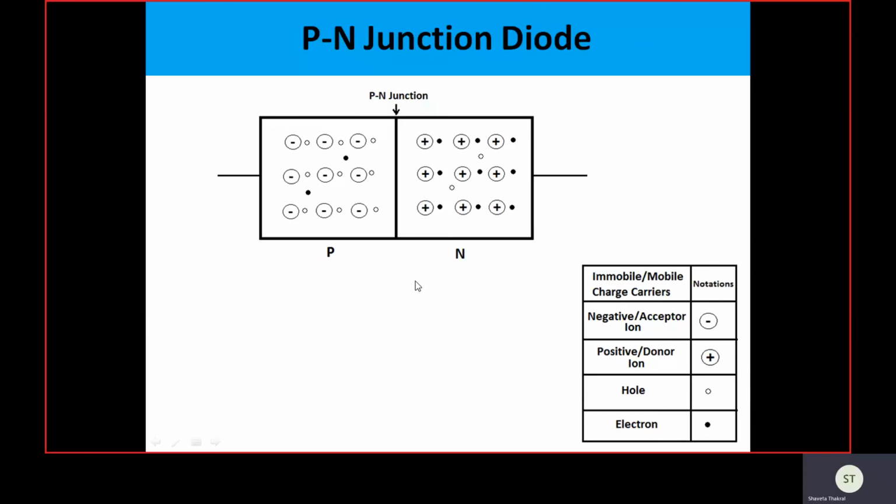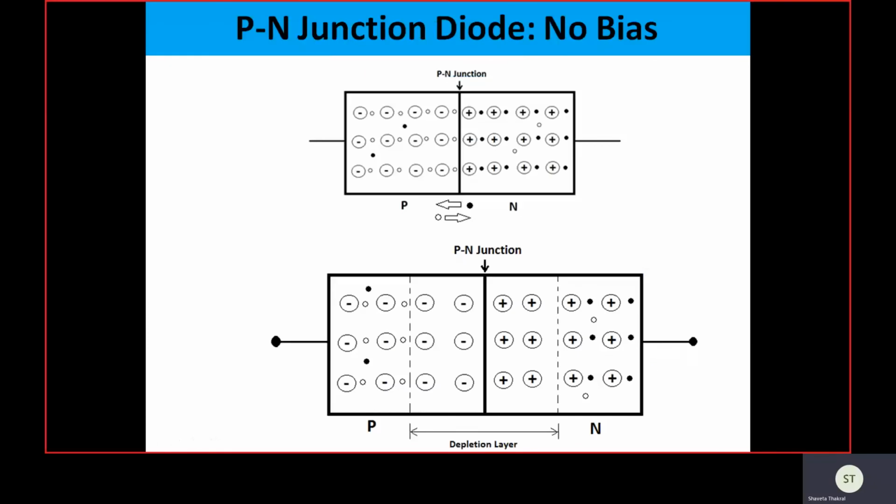Now to understand the working of the PN junction diode, we are going to consider three cases. The first case we consider is no bias. No bias means an open circuited PN junction. When the two terminals are not connected to any potential, this is considered an open circuit PN junction diode, which is called the no bias condition. Biasing means adding an external potential in the circuit. So in the case of no bias, there is no external potential added to the circuit.